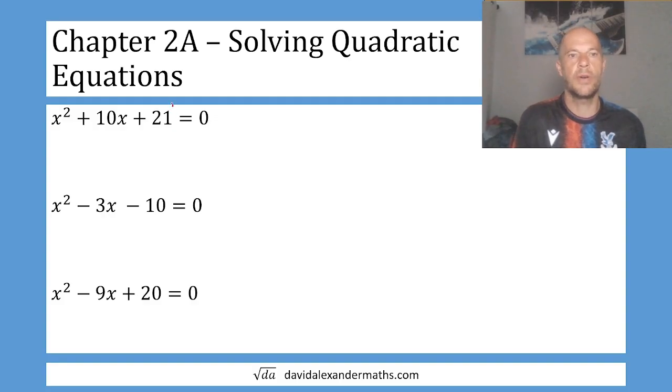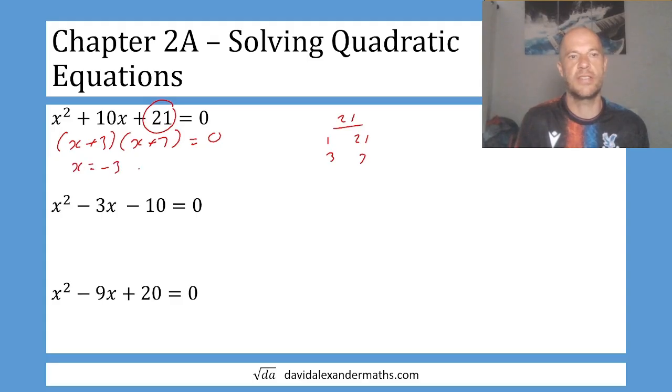So what we're looking for are factors of 21 that add up to 10. The factors of 21 are 1 times 21 and 3 times 7. And 3 plus 7 gives me the 10. So this will factorise to (x + 3)(x + 7). And if (x + 3) multiplied by (x + 7) equals 0, then the solutions are minus 3 and negative 7. Now, a lot of people know just to reverse the signs here, but don't really understand why.